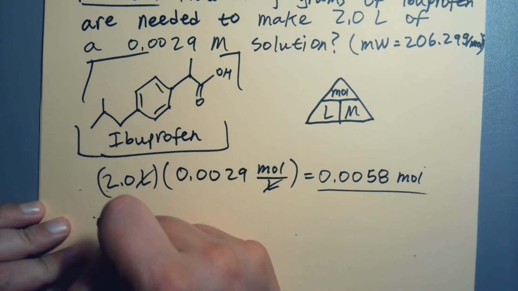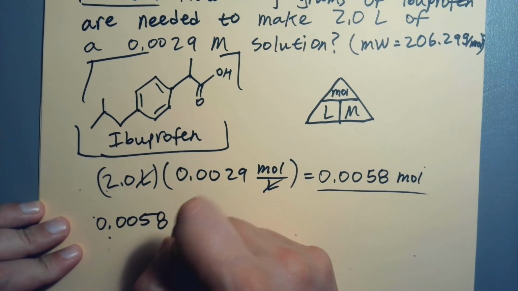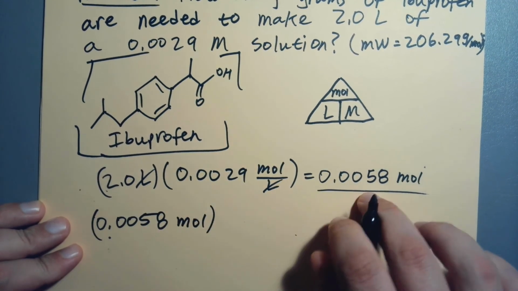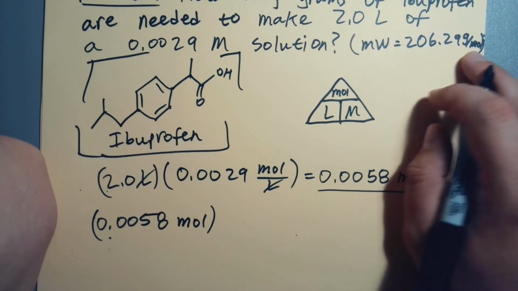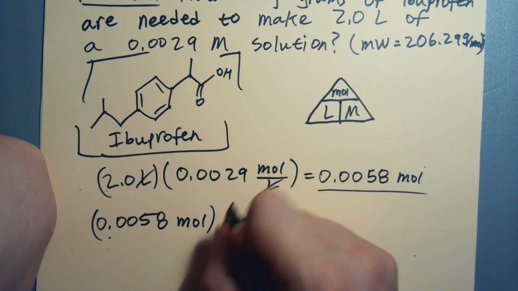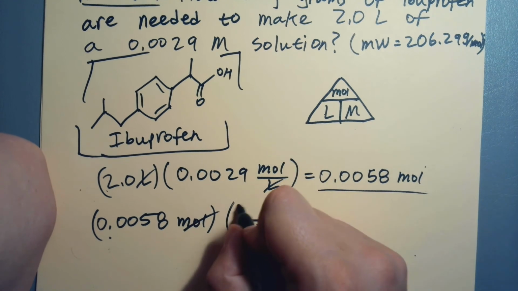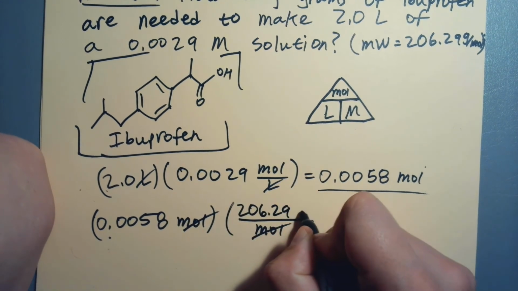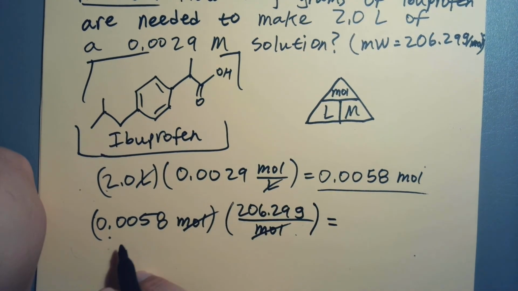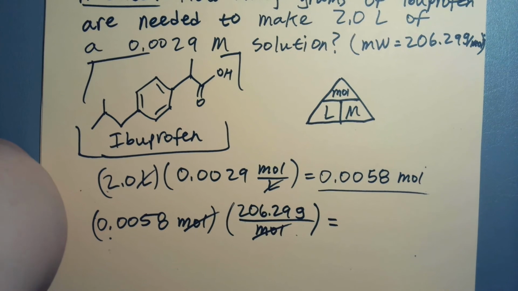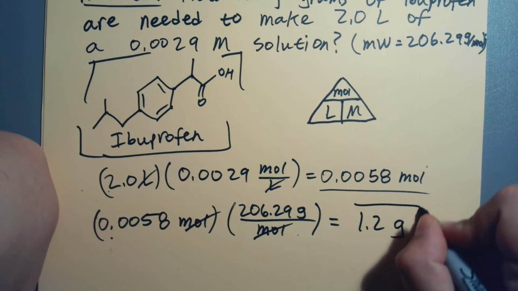So I know I have 0.0058 moles of ibuprofen. I just took my number and brought it down here. And I know that there's 206.29 grams per mole. I want moles to cancel, so that means it's going to go on the bottom, which means 206.29 grams goes on top. I'm only going to get 2 sig figs out of this, and so it comes out to be 1.2 grams.